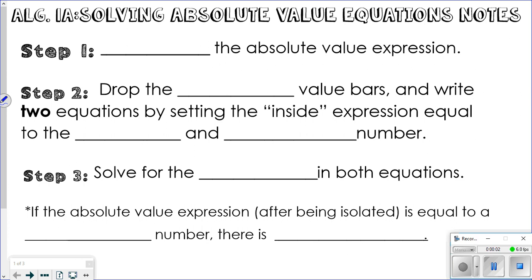We are going to start on this note sheet and then we'll move into the book. So we're going to learn how to solve absolute value equations. We briefly touched on it already, but let's go through this. So step one, we need to isolate the absolute value expression. So that means those two absolute value bars, we need to isolate that, get it all alone. Step two is drop the absolute value bars.